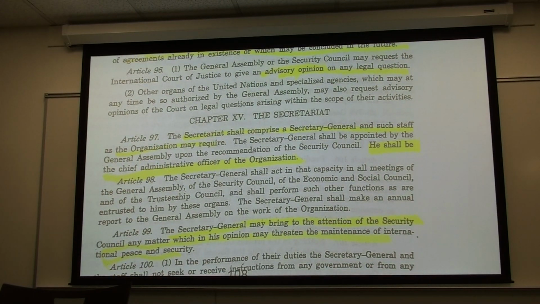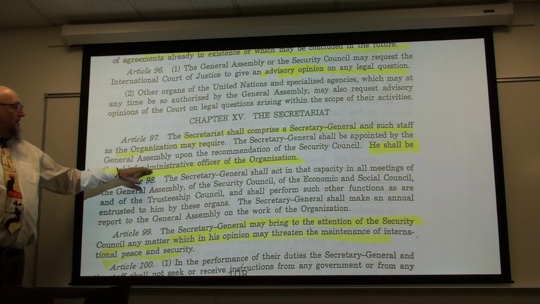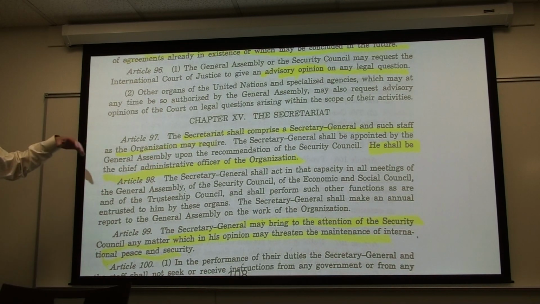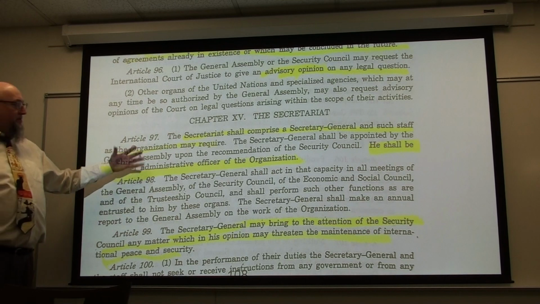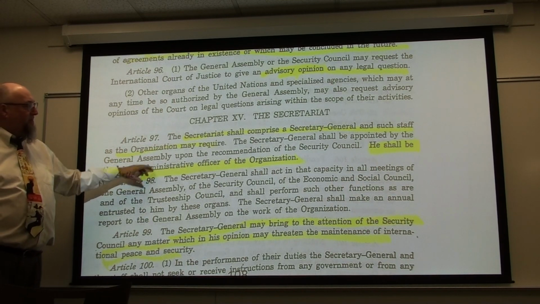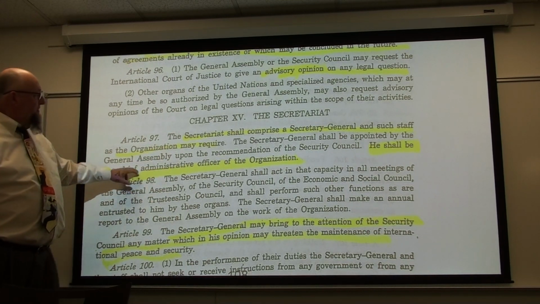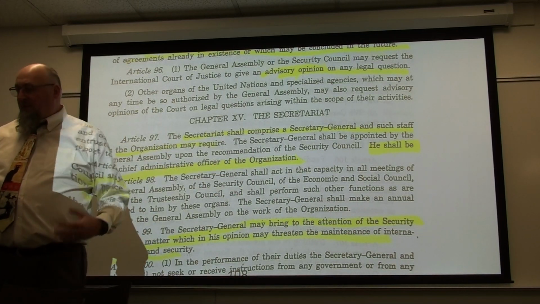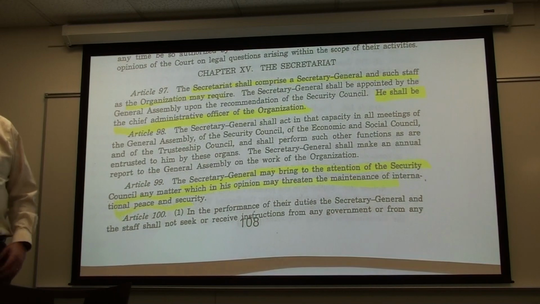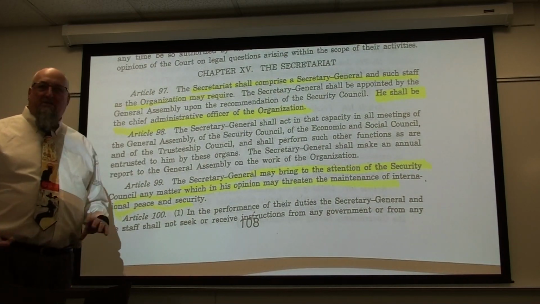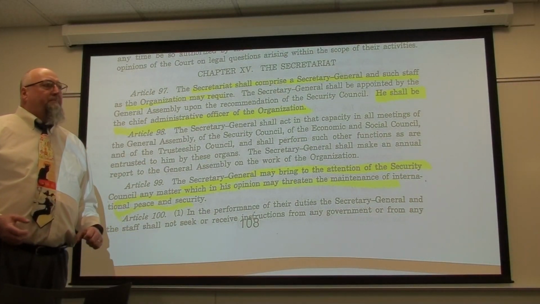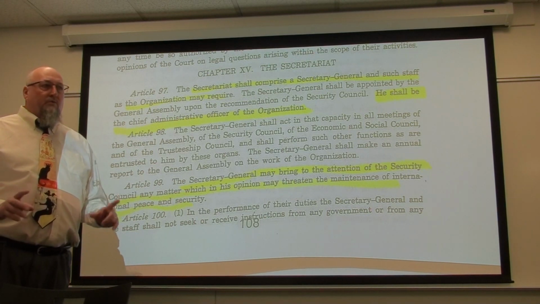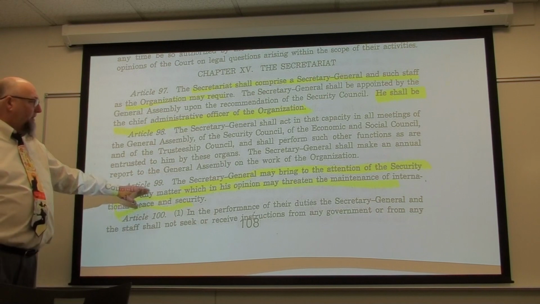All right, the Secretariat. The Secretariat is the administrative agency of the United Nations, and the chief executive officer is called the Secretary General, who is the chief administrative officer of the organization. Essentially, it is like a president in a way, or a prime minister kind of, but really without executive or enforcement type authority, with one exception, right here under Article 99.